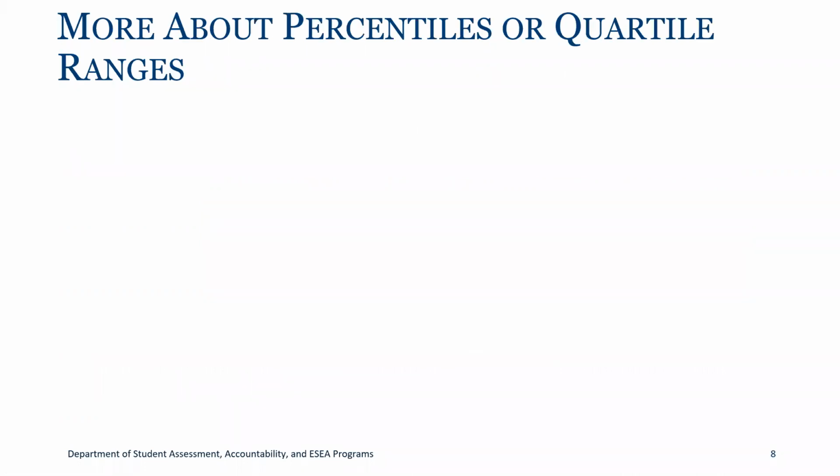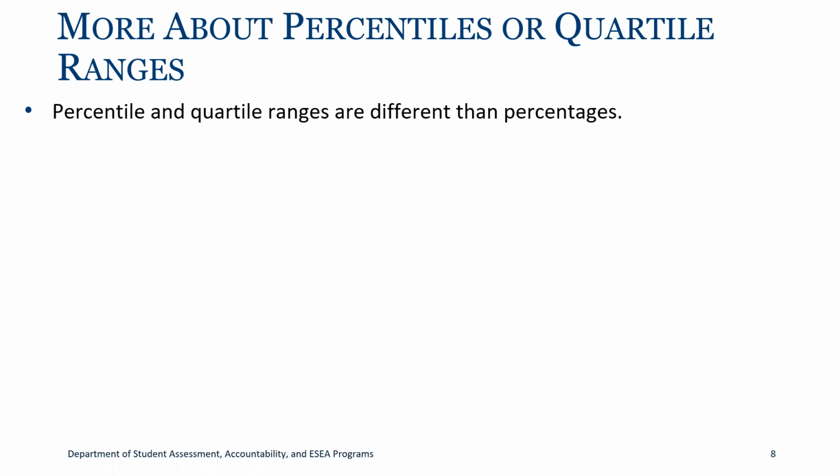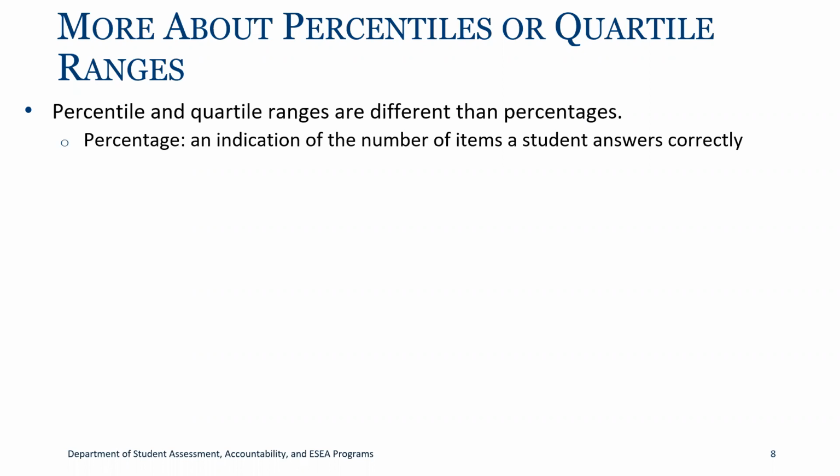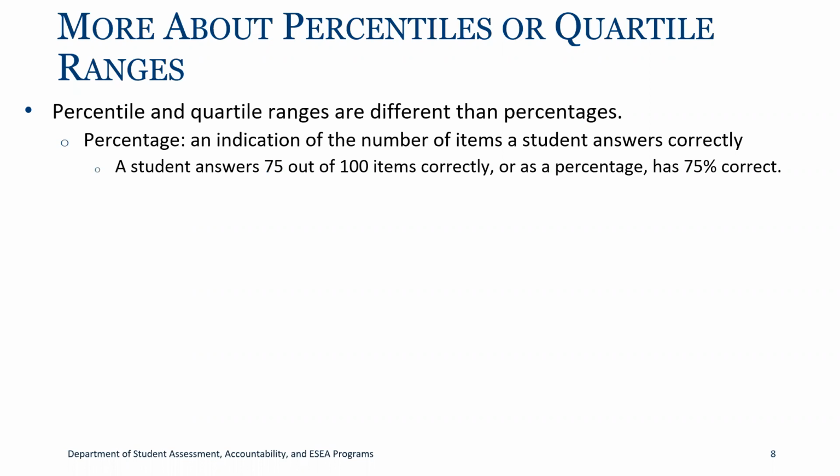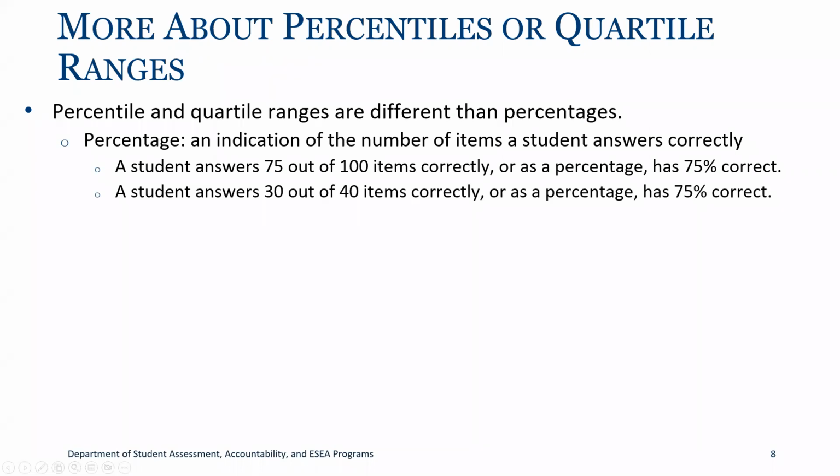I do want to share that score ranges called quartile ranges are different from percentages. Here are a few examples to show how they are different. When a student answers 75 out of 100 questions correctly, the student has a percentage of 75% of the items correct. Another example is if a student answers 30 out of 40 questions correct, the student has a percentage of 75%.